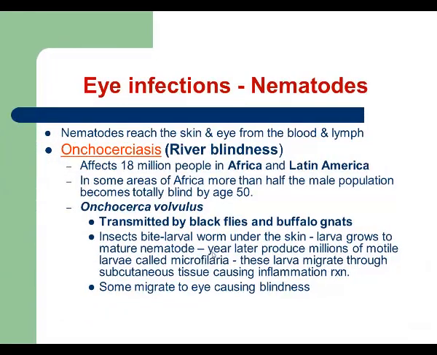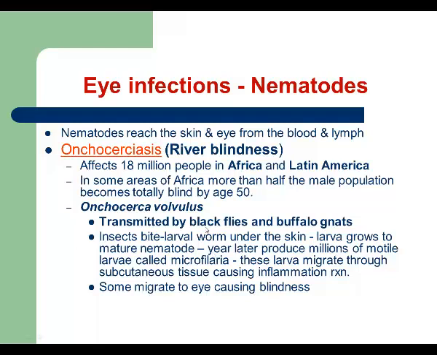Next group are helminthic infections of the eyes. We start with river blindness, or onchocerciasis. We don't have this infection in the United States. It can be seen in Africa and Latin America. And the reason why we don't have it in the United States is because it is transmitted by black flies, and we don't have this kind of fly living here in the United States. So as I said, infection is transmitted by black fly.